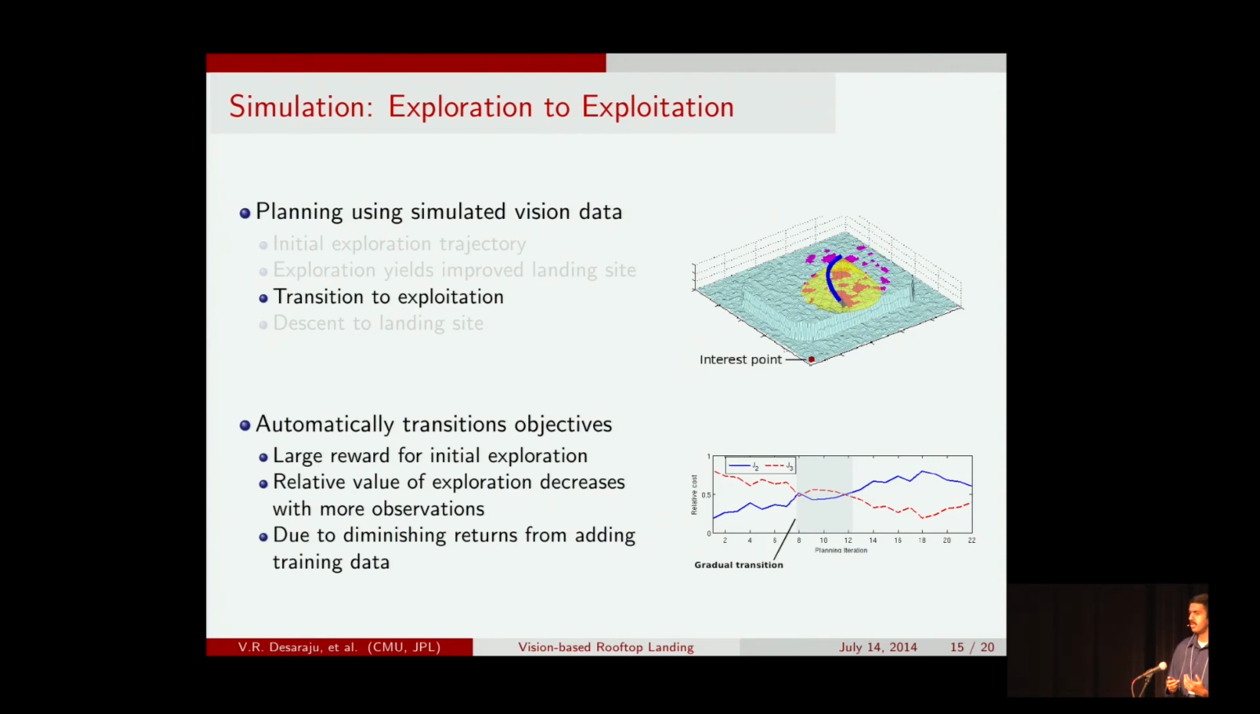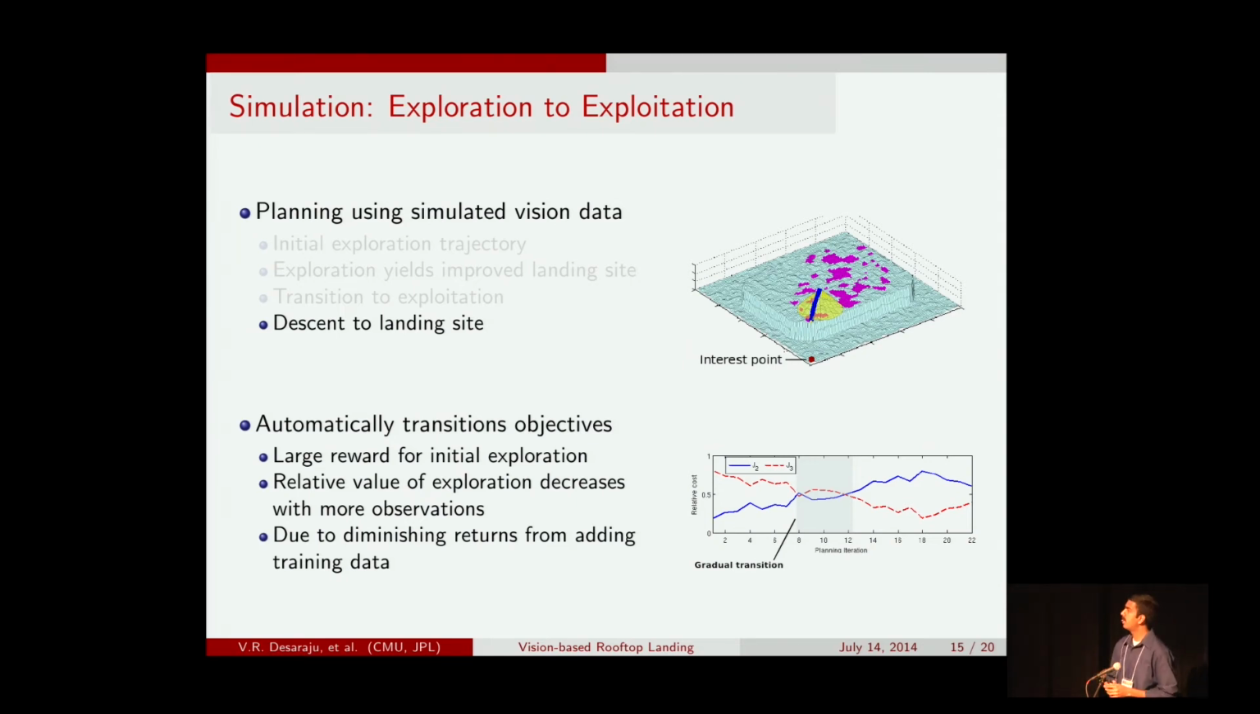However, this is a gradual transition, so it continues to explore to some extent, and ultimately finds the best possible landing site that it can see and does a focused descent to that point. One of the key features I want to highlight for this approach is that the transition from this exploration to exploitation objective happens automatically. So there's no prescribed trigger that switches from one to the other.